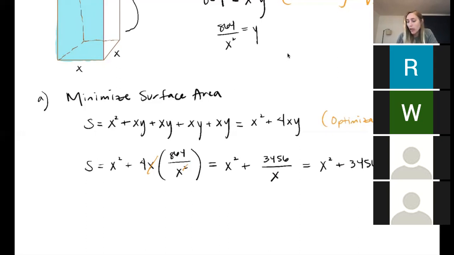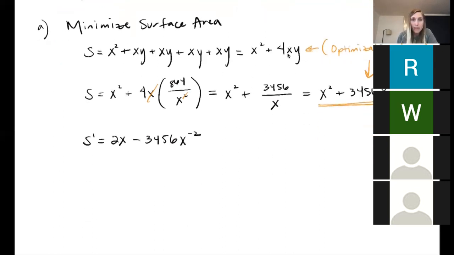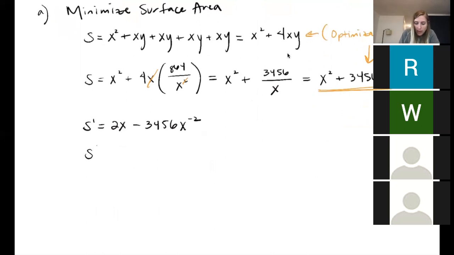So this is our optimization equation, right? These are both our optimization equations. It's just that this last one here is rewritten in its simplest form where we're ready to take the derivative. So we find s prime using power rule. So that would be 2x minus 3,456 times x to the negative second. Which, getting rid of the negative exponent, we'd move that x squared to the denominator.